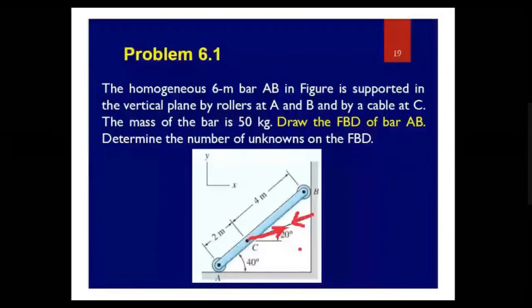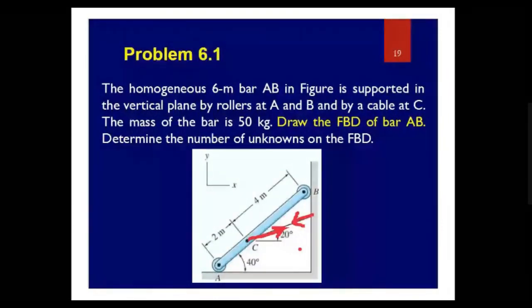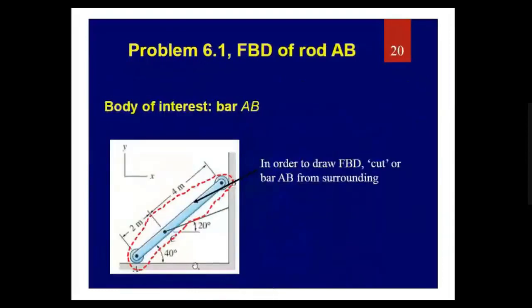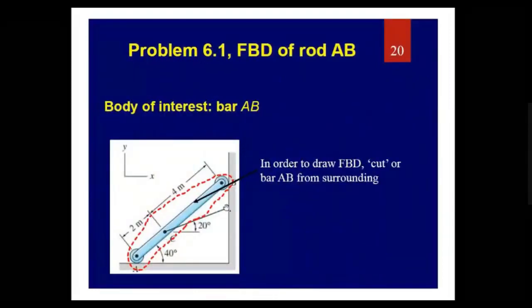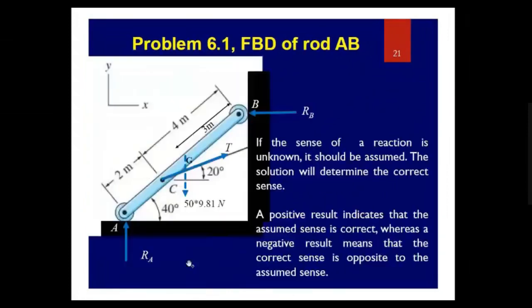Now, in order to draw the free body diagram, I have to isolate the body of interest, which is the bar AB, from the surroundings. So I have to remove all types of supports from this body. This is now that body.